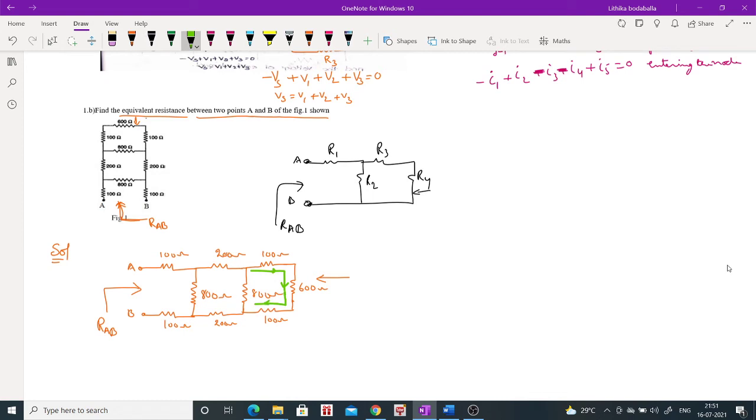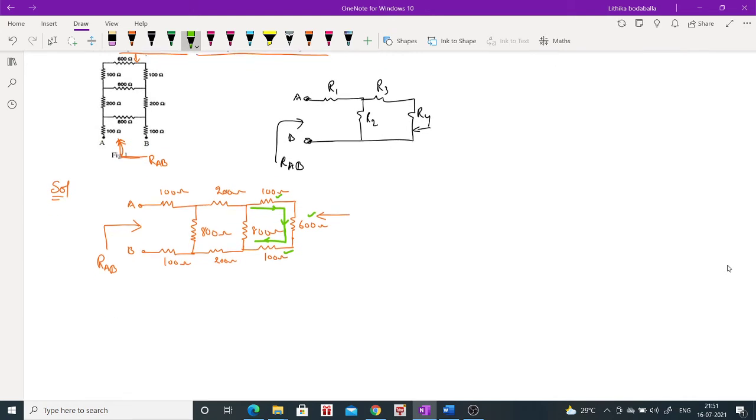Means the current flowing through this 100 ohm, this 600 ohm and this 100 ohm is the same. When the current is the same, the elements are said to be connected in series. When the elements are connected in series, we can add them and replace all three elements with a single resistor. So let me redraw the circuit, replacing these three elements with a single resistor having a resistance which is the sum of 100 plus 600 plus 100.